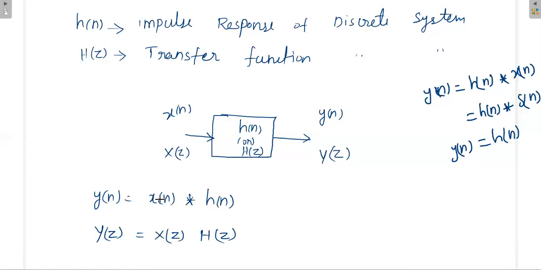Suppose you are given x of n and h of n. Just with the convolution formula we can calculate the output. Or in another way, first take the z transform x of z, then the z transform of h of n, h of z, then multiply them and we get y of z. If we take the inverse z transform, then we also get y of n. In general, the second procedure is a little bit easier. Just take the z transforms, multiply, and finally take the inverse z transform, so that we can easily get y of n instead of doing the convolution.